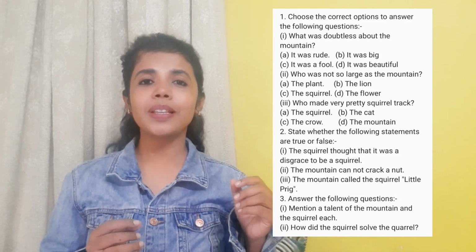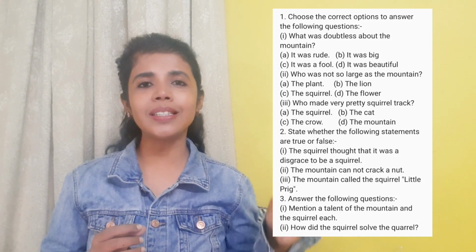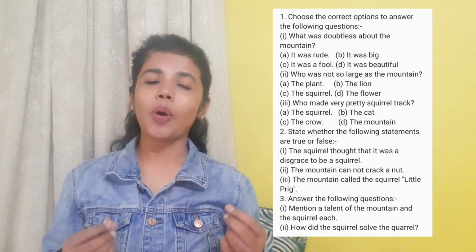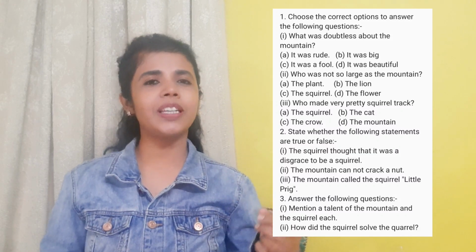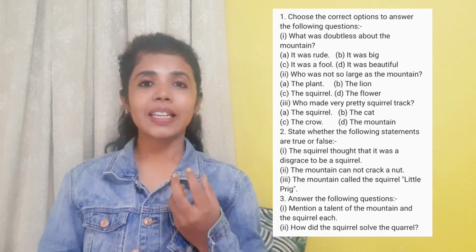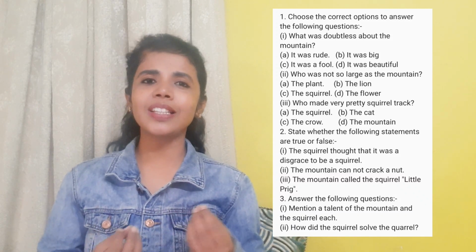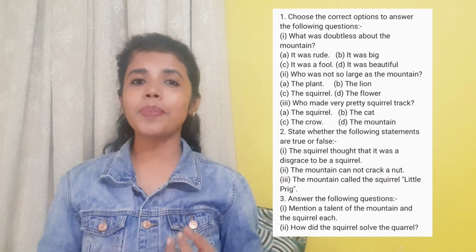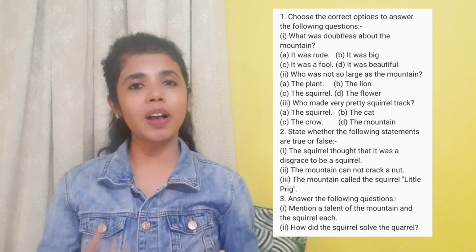Next statement can be the mountain called the squirrel little prig. From the poem, all of us know that yes, the mountain called the squirrel little prig. So it is true again. Next comes a question like answer the following questions. There simply will be a question and you have to answer.